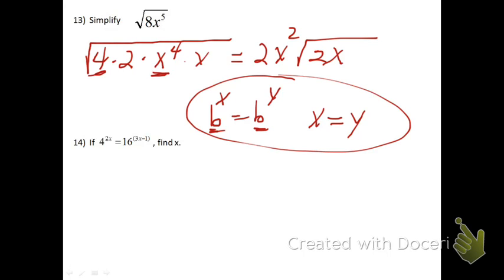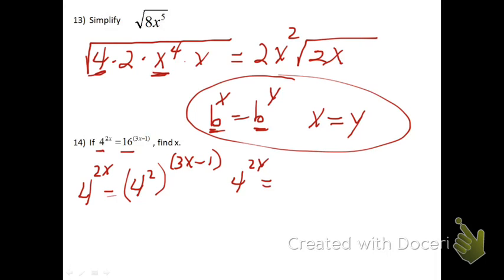Okay? Well, right now I have 4 for a base here and 16 for a base here. So I know I can write 16 as 4 squared. So I'm going to leave my 4 to the 2x alone. I'm going to rewrite 16 as 4 squared, and I'm still raising that to the 3x minus 1 power. Okay, so I'm raising a power to a power, which means we multiply the exponents. So my 4 to the 2x equals 4 to the 6x minus 2 power.